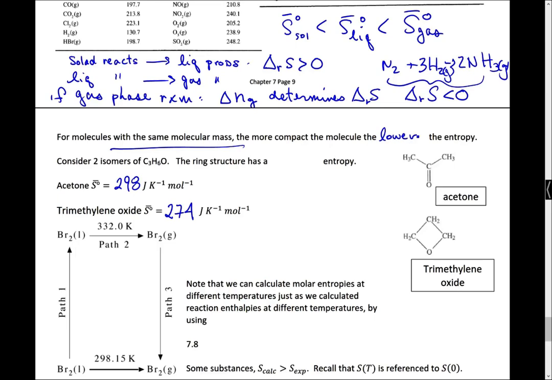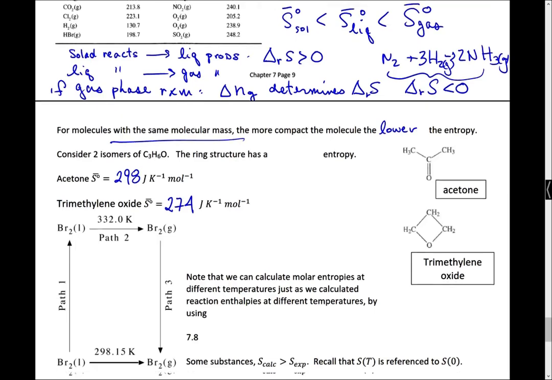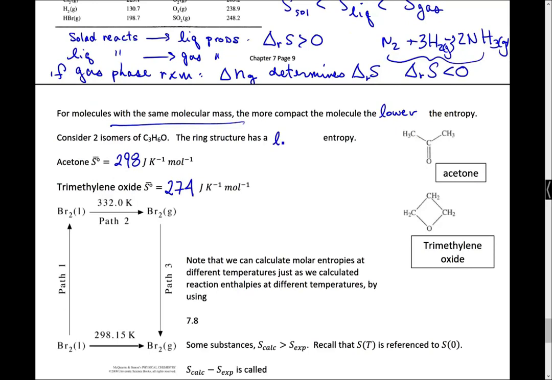This also correlates with, let's say, octane versus the compact form of octane. What would that be? Isooctane, right? Versus n-octane. Isooctane is going to have a lower entropy than n-octane. The ringed or branched structure has a lower entropy.